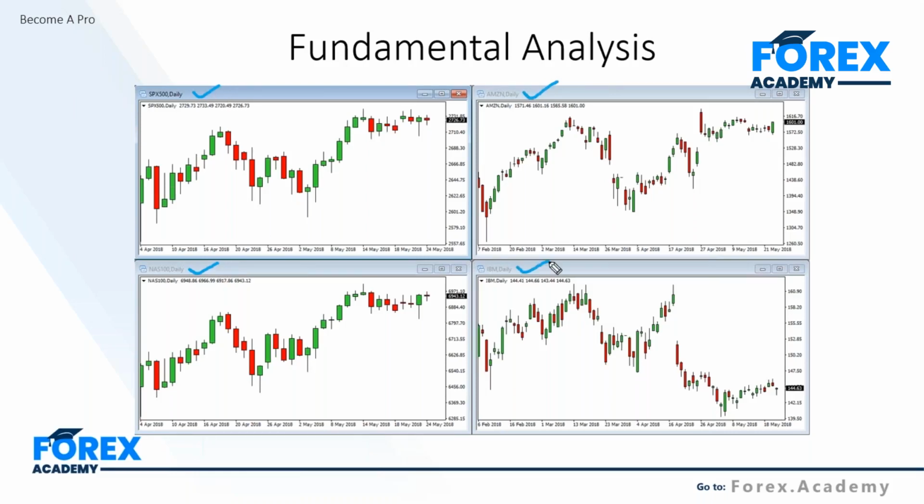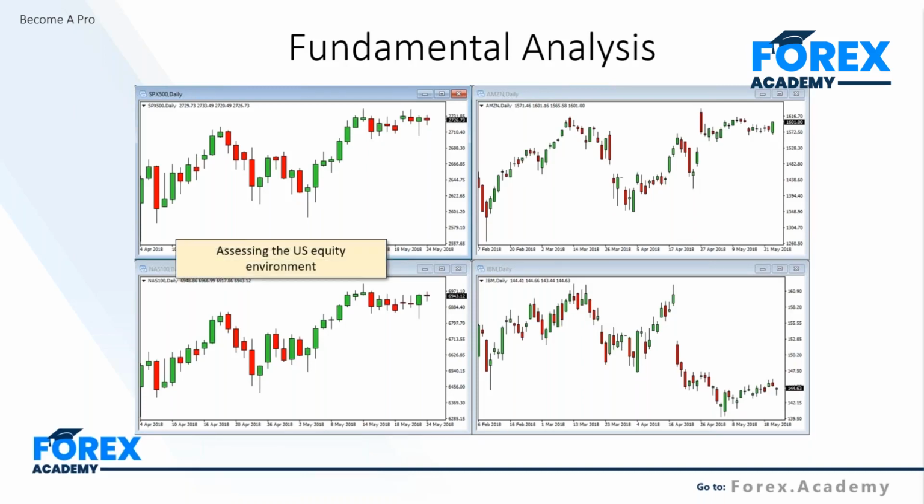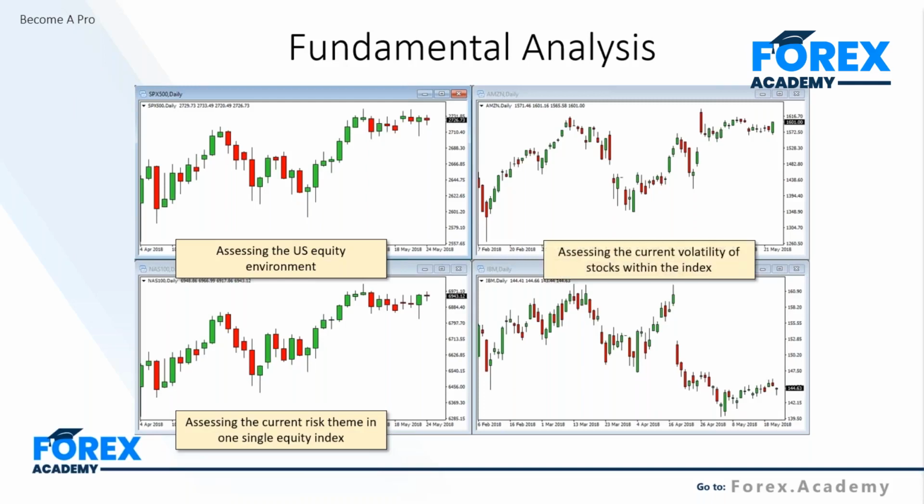Now we can see quite a divergence in price action between Amazon and IBM, albeit they're both in the Nasdaq. So we can start to price things in and start to ask questions when we see things like this, and we look for opportunity. We assess the US equity environment. We assess the current risk theme in one single equity index. Is the Nasdaq still outperforming all other indexes? If that's the case, surely it's the one to buy, if that's our directional bias.